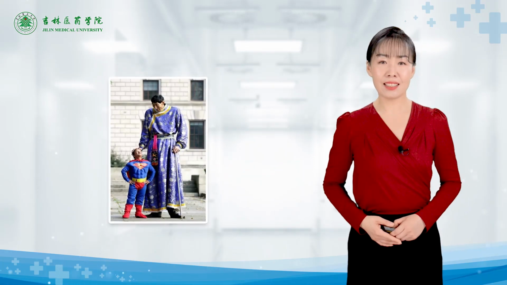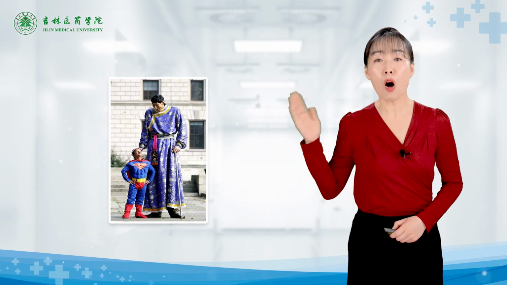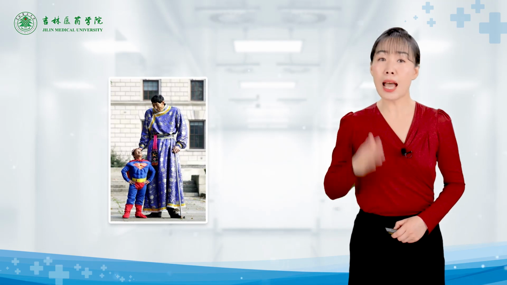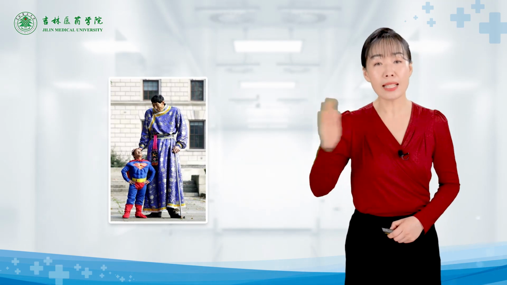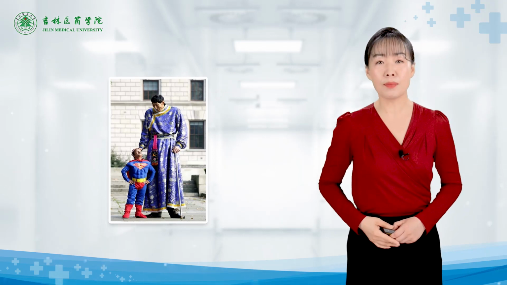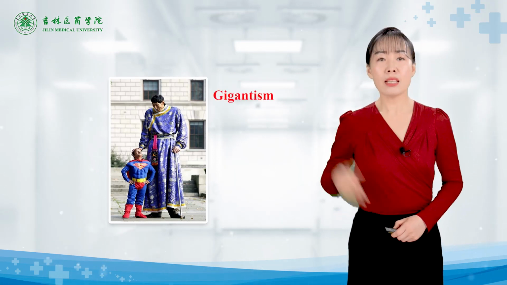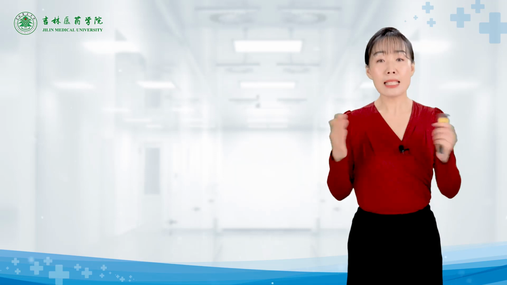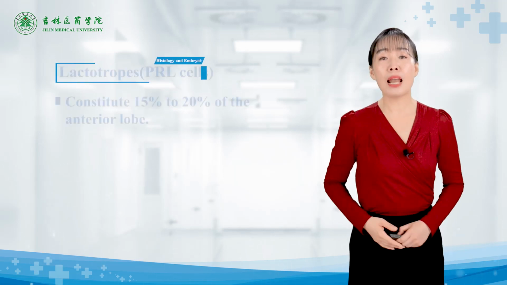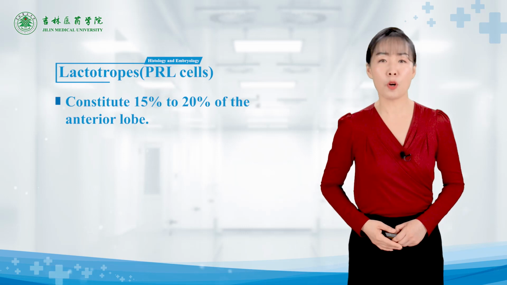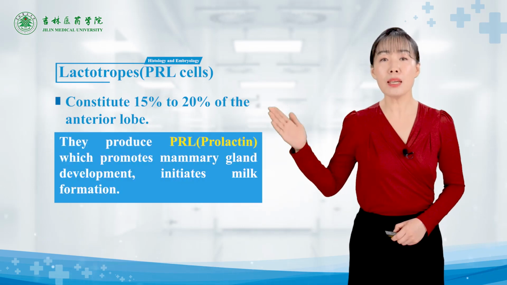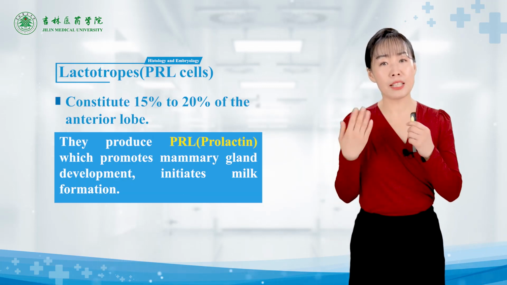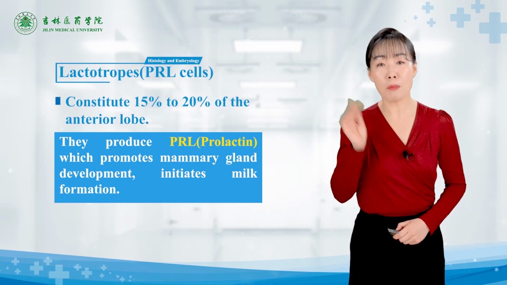Clinical cases: if somatotropes over-secrete before the epiphyseal cartilages close, it will cause an increase in height, weight, and muscle mass called gigantism. In opposite case, called dwarfishness. Second type of acidophils, lactotropes or mammotropes. They produce PRL, prolactin, which promotes mammary gland development, initiates milk formation.